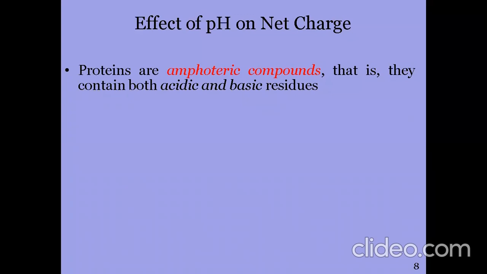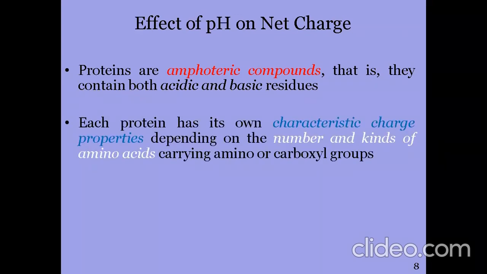So proteins are amphoteric compounds, and each protein has its own characteristic charge properties depending on the number and kinds of amino acids. That is, what type of amino acids are present in a protein, so it will depend on that. An amino acid carries amino and carboxyl groups, but whether the side chain also carries them depends on the protein. The protein will depend on its constituents, on the residues actually, on their number and their kind of amino acid residues.